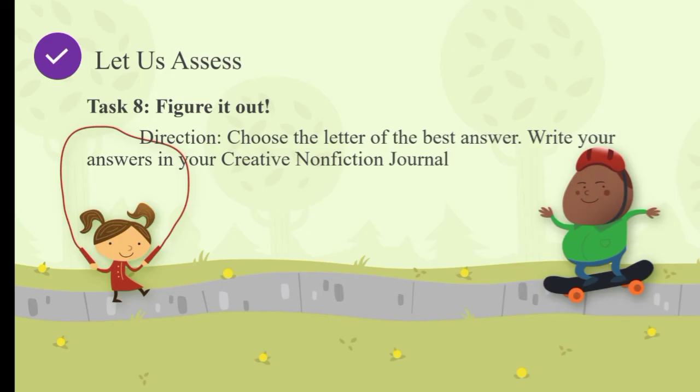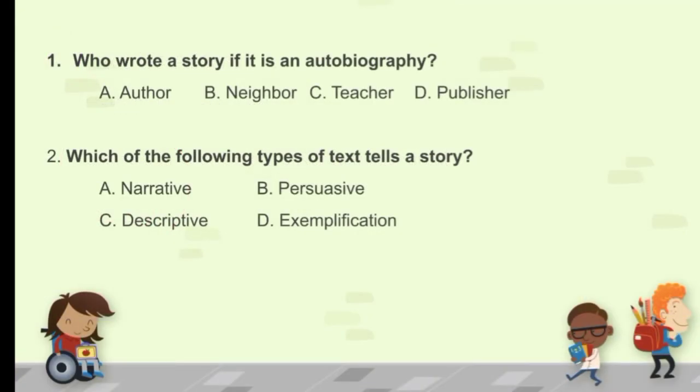Figure it out. Direction: choose the letter of the best answer and write your answers in your creative nonfiction journal. Are you now ready? Alright, let's have number 1. Who wrote a story if it is an autobiography? A. Author. B. Neighbor. C. Teacher. D. Publisher.